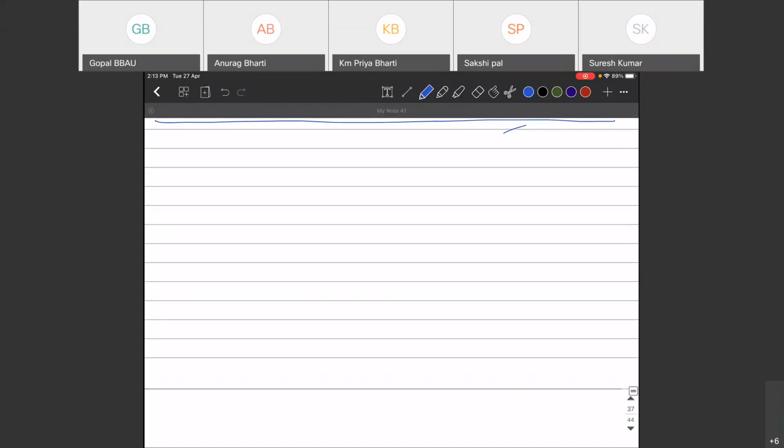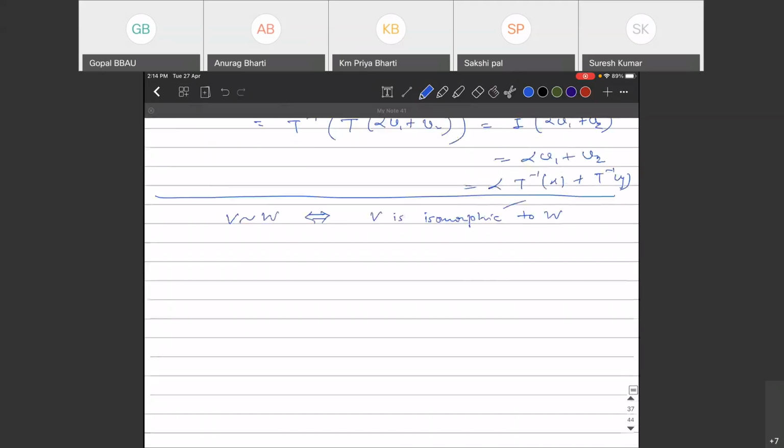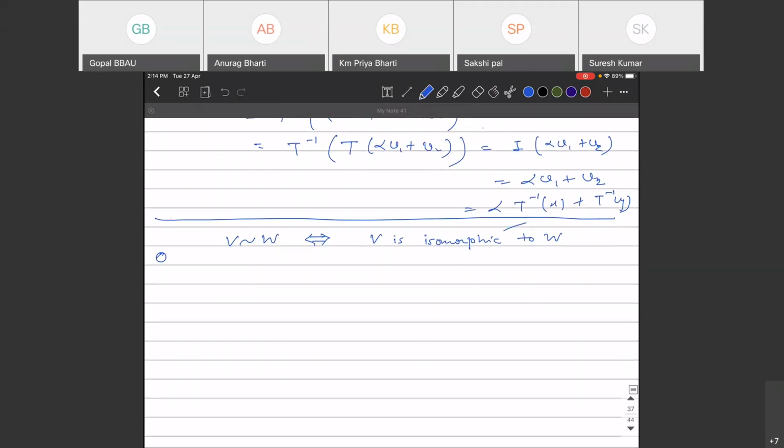So let us set up all vector spaces over a field. Okay, and then we define a relation. We define a relation where V is related to W if and only if V is isomorphic to W. So in the set of all vector spaces, we define a relation such that V related to W is true if and only if V is isomorphic to W. So what can we say about this relation? This is an equivalence relation.